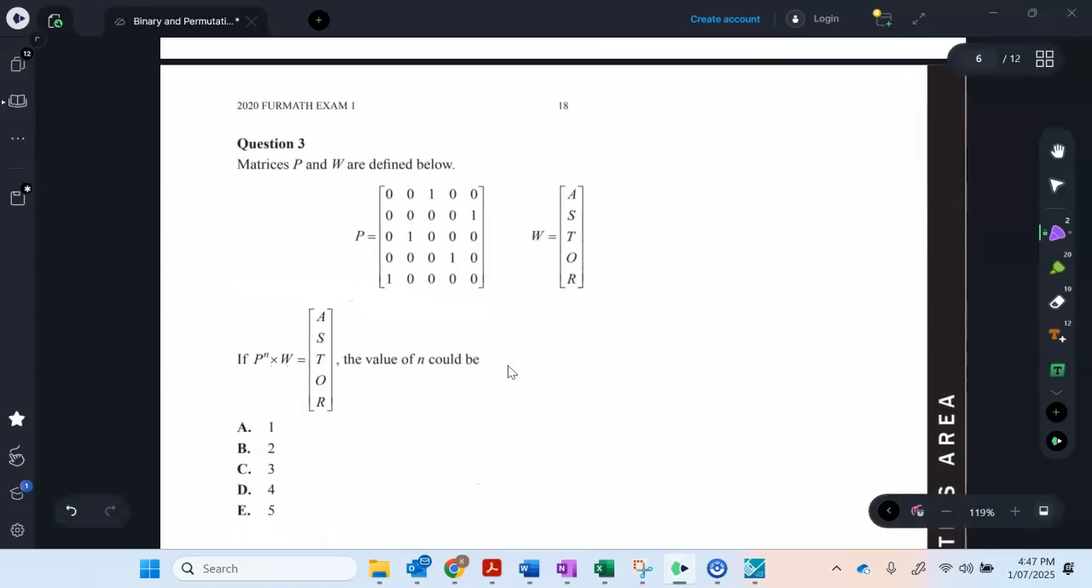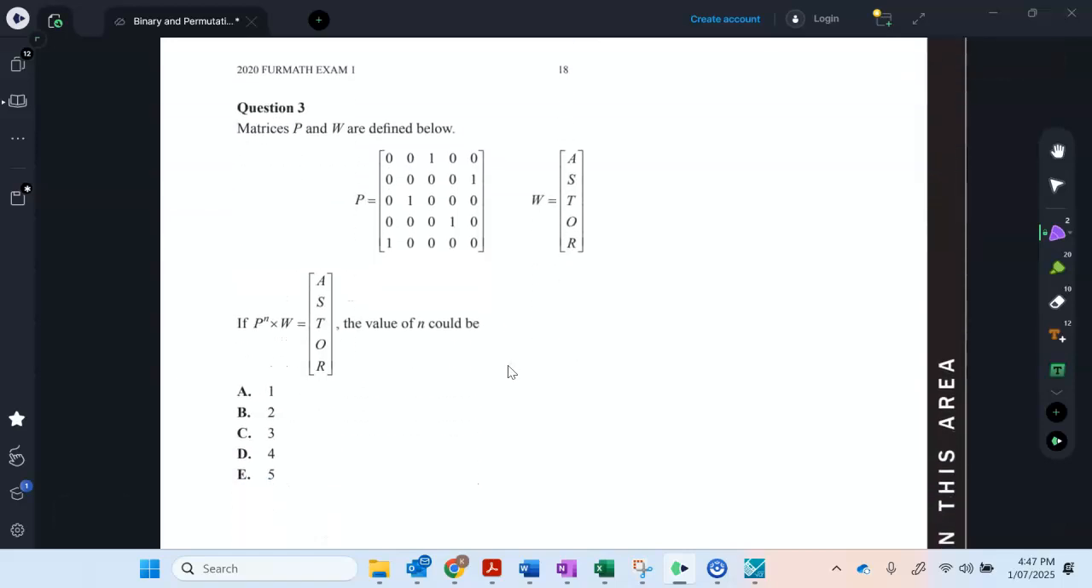All right, what else have we got? Matrix P and W are defined below. If P to the n times W equals asta, find the value of n. What this means, and I kind of mentioned it before, but not in much detail, is that when you keep doing your permutations, it actually changes. When you think about it, we've got 5 letters here, so we can make up different words with those 5 letters. We've got A-S-T-O-R, so we can change the position of those letters different ways.